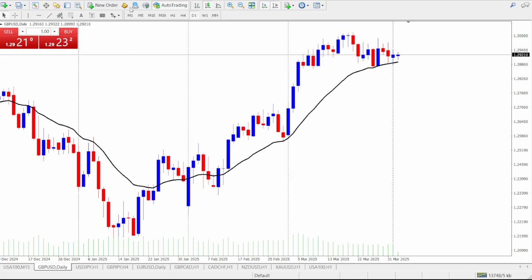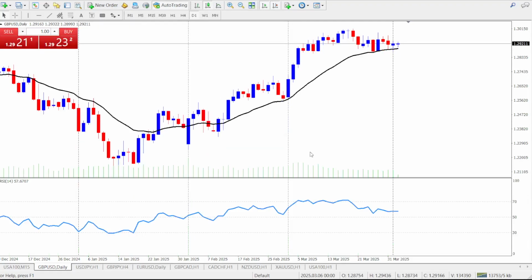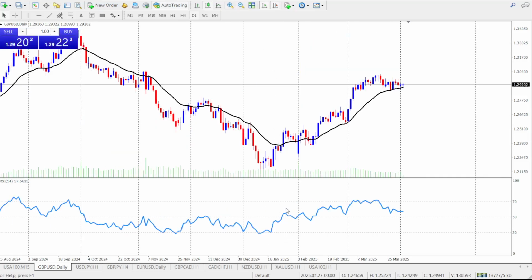Now, the second indicator we are going to be looking at is the relative strength index, or the RSI for short. This is a momentum indicator that shows whether an asset is overbought or oversold. As you can see, it moves between 0 and 100. So basically, the market is considered overbought when the RSI is above 70, signaling a possible price drop.